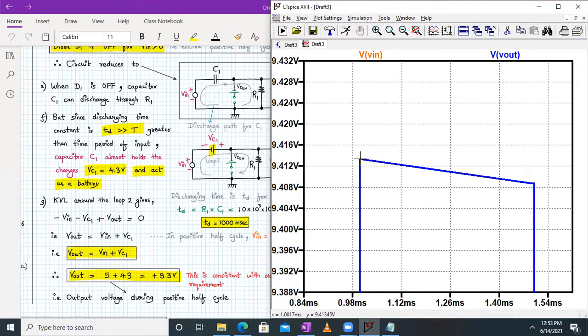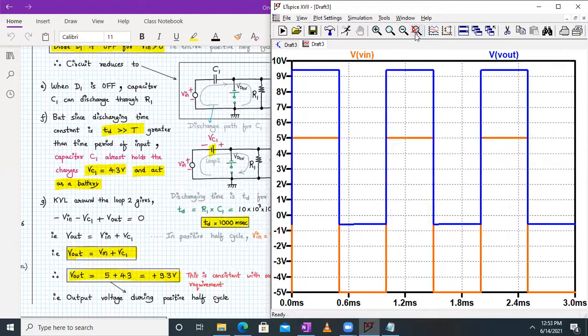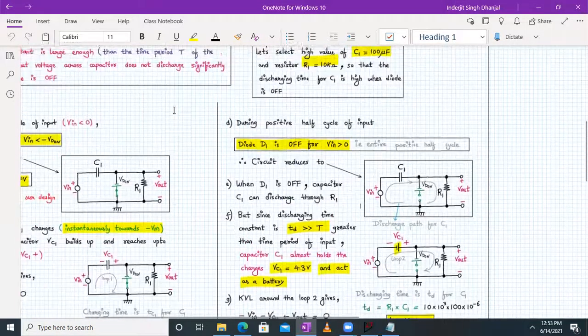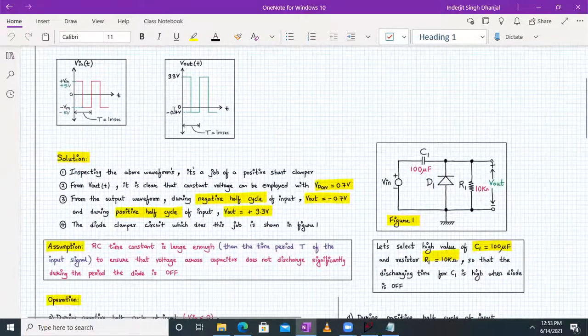So here you see it's 9.41 volts. It's slightly going to 9.40 or 410. So you see there is a slight discharge, but this discharge is very, very small. That's why we consider this voltage almost as a constant. So that's what the effect of discharging means. Fine. Now let us go to the next one.